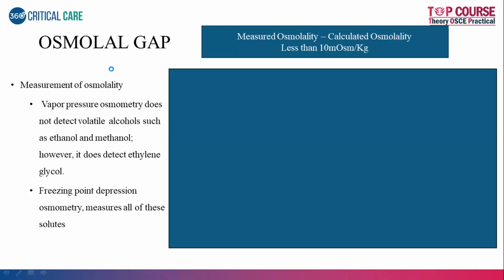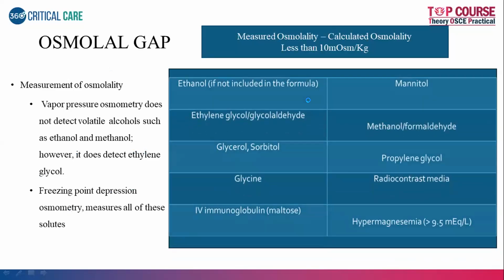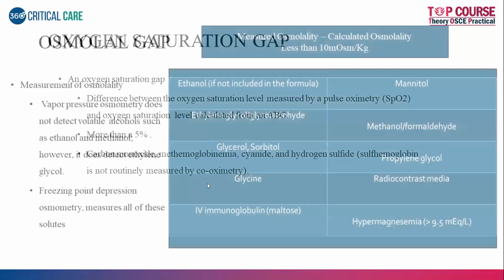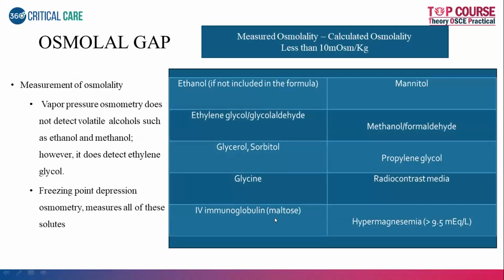solutes. Okay, the normal osmolar gap is less than 10 milliosmoles per kg. If there is an increased osmolar gap, the causes include ethanol, ethylene glycol, propylene glycol, glycerol, even IV immunoglobulin, because it contains maltose, that also causes increased osmolar gap, mannitol, methanol, any radio contrast media, and sometimes even severe hypermagnesemia also leads to an osmolar gap.